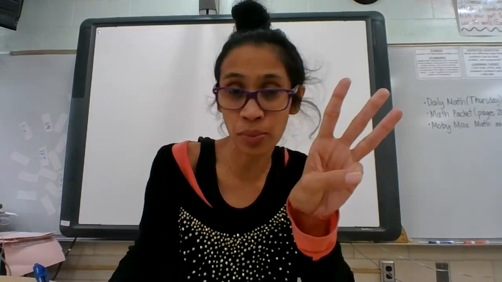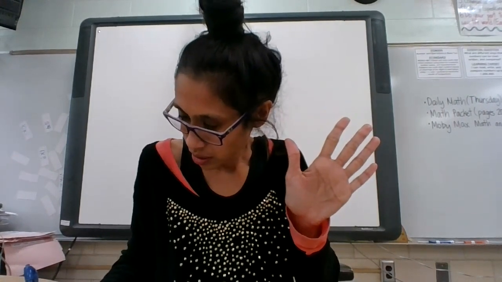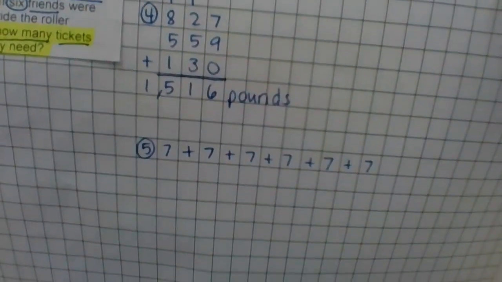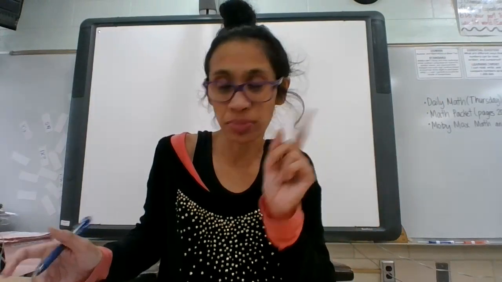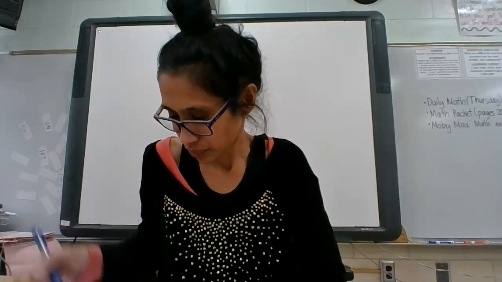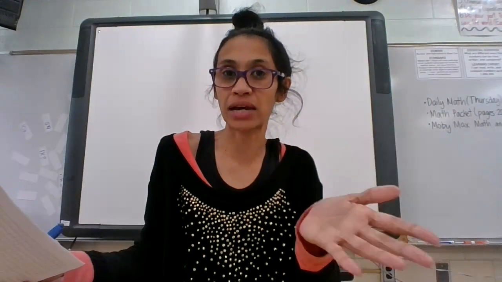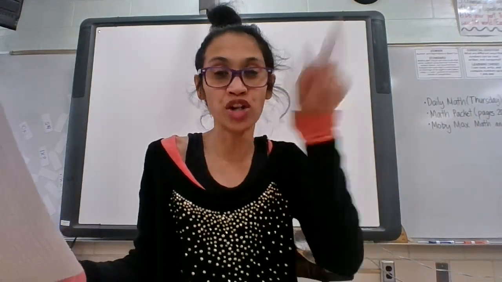So it's 7 plus what? Plus 7 is person number 2. Plus 7 is person number 3. Plus 7 is person number 4. Plus 7, person number 5, plus 7, person number 6. And then I'm going to do my multiplication sentence. 7 times what? 7 times 6. Bam. Now, you can either add 7 plus 7 plus 7, but I'm not going to do that because I know my times table.